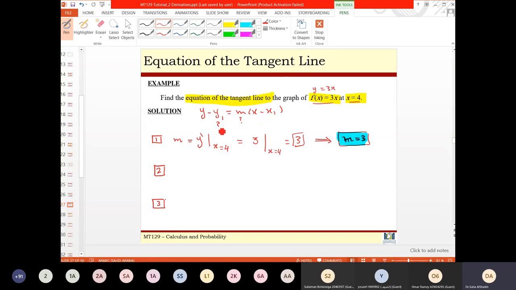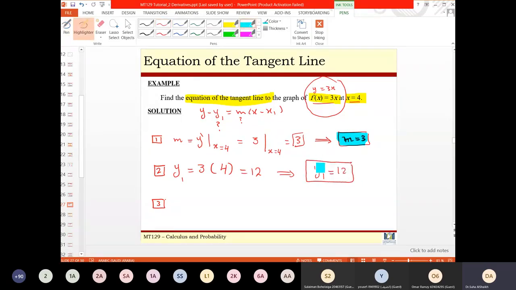Step number 2, محتاجة أجيب ال y. How to find the y? Can somebody tell me هنا? Yeah. To get the y, نعوض بالx هنا. صح? We substitute with the x here in this one. So to get the y, it's equal to 3 في ال x, which is 4. My y1, I can say it's nothing but 3 في ال x1, which is 4. This equal to 12. So great. Now I got my y1, it's equal to 12.